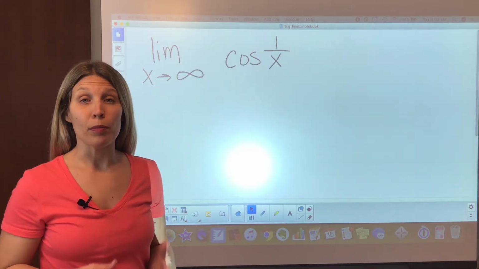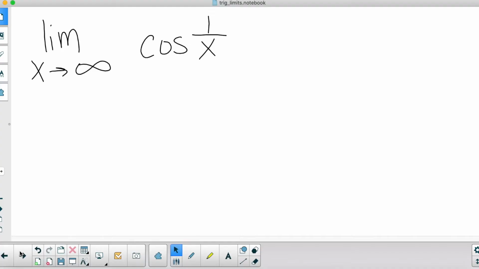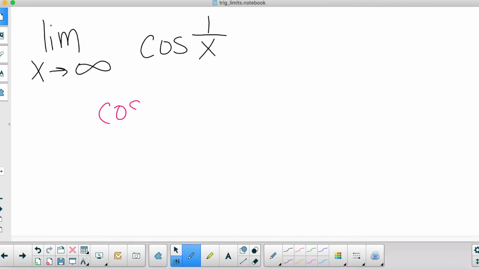Let's try another problem. Again, you always want to try to plug in first. So let's plug in infinity. So we'll have cosine of 1 over infinity. Well, hopefully you remember that any number over infinity is headed straight to 0. And if you don't remember that, go ahead and put 1 divided by a whole row of 9s in your calculator, right? So we're headed towards infinity.